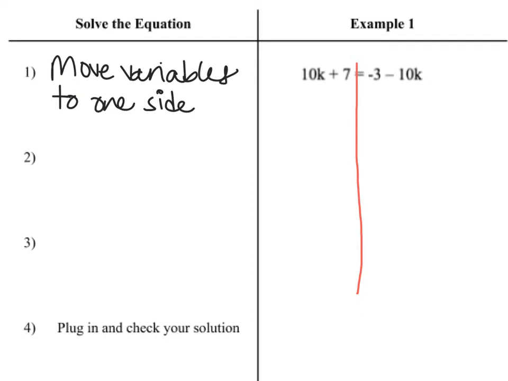To do that, since we're moving something to the other side, we always have to do the inverse, or the opposite. So if I want to move this negative 10k, I have to do the opposite to it and add 10k to both sides. Okay, so on the next line down, we'll put that our new equation is 20k plus 7 equals negative 3. These ones are gone because we canceled them out. Now we just have to add or subtract.